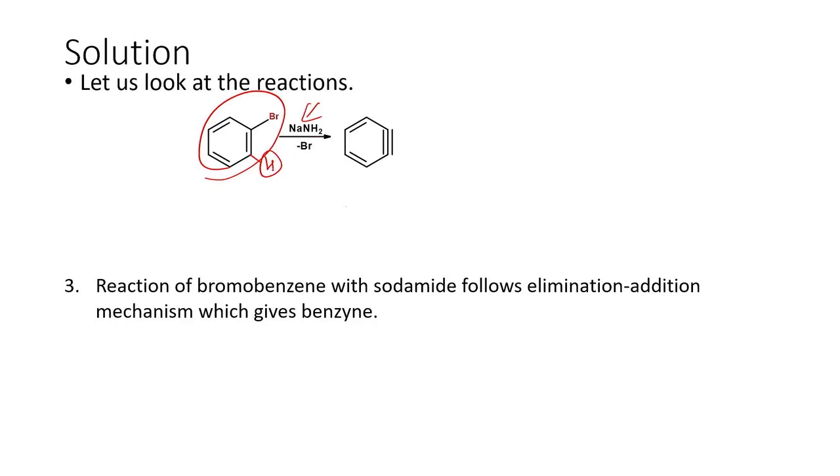The base abstracts this hydrogen atom, and we end up with a benzyne derivative. So this is a triple bond that is formed in the aromatic system. So this benzyne intermediate is formed. The first step is elimination of the leaving group, because the base abstracts this acidic proton, and the bromine is lost. So all this happens in a single step. So we end up with a benzene derivative which has a triple bond.